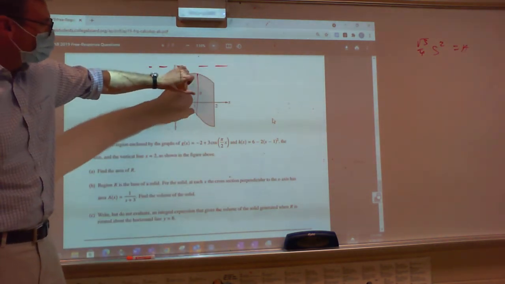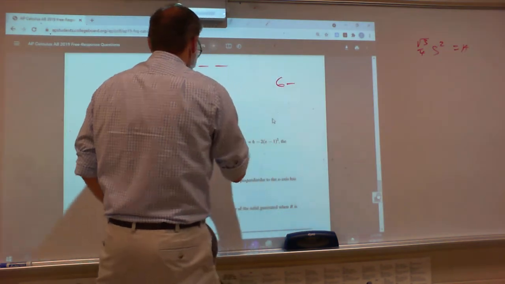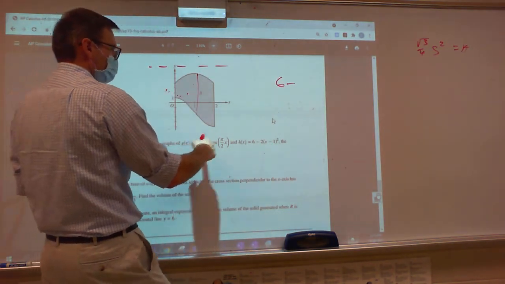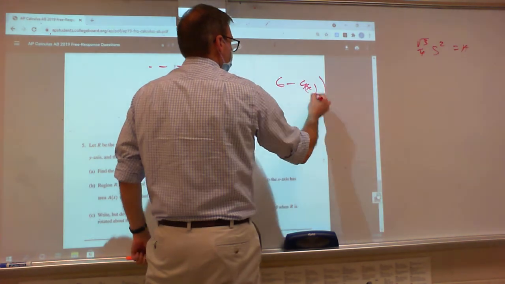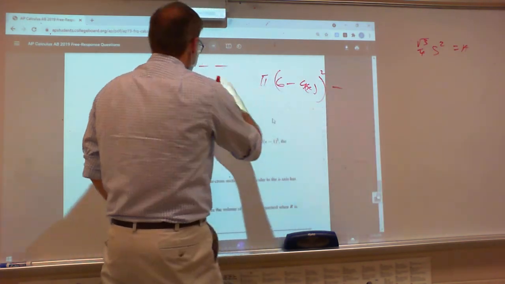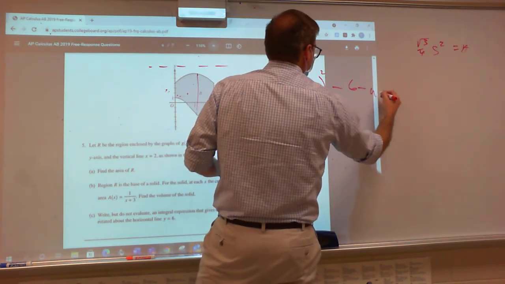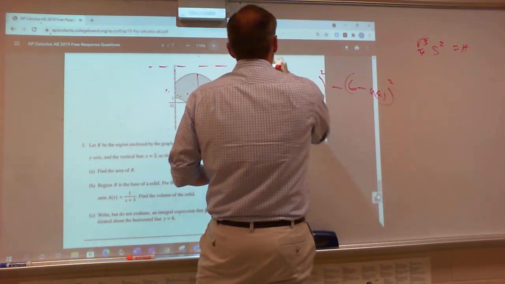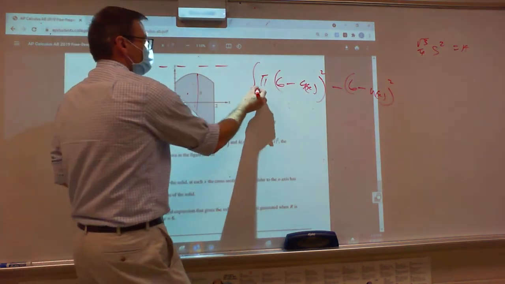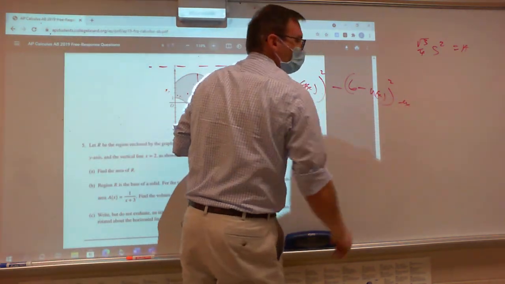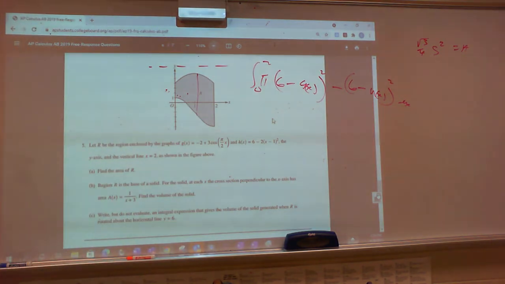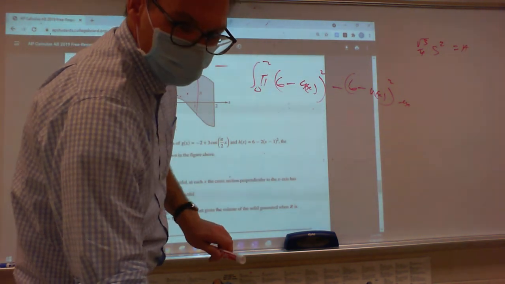And so our big radius is going to be 6 minus this thing, which is g of x. And your little circle is going to be 6 minus h of x squared, and we're going to stack our rectangles from 0 to 2. That kind of makes sense? All right?